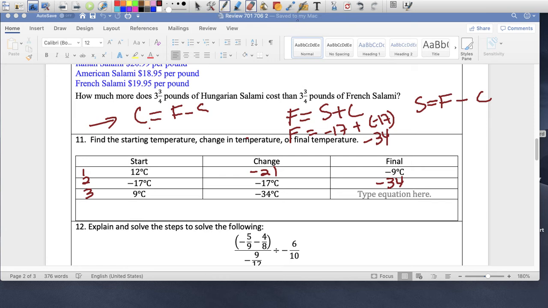Last one, again we want the final. So you were at 9, so final temperature is the starting temperature plus the change. 9 degrees plus -34, which means we end up being at -25, right? Yeah, -25. So imagine you were on the 9th floor. You took an elevator down 34 floors. Where would you end up? You would end up on the -25th floor underground.